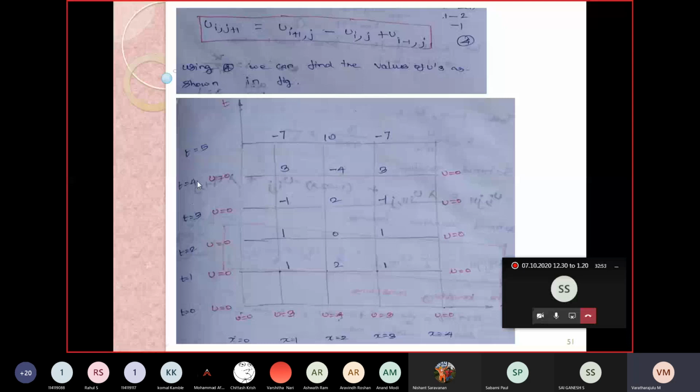Now to find t is equal to 4, this is the point we are going to find. 0 minus of minus 1 becomes plus 1, plus 3, so 3 is the answer. And minus 1 minus 2 plus minus 1 becomes minus 4. 2 minus of minus 1 plus 1 and 0 becomes 3. And when we are concerned about t is equal to 5, 0 minus 3 minus 4 becomes minus 7. 3 minus of minus 4 plus 3 becomes 10. Minus 4 minus 3 plus 0 becomes minus 7.